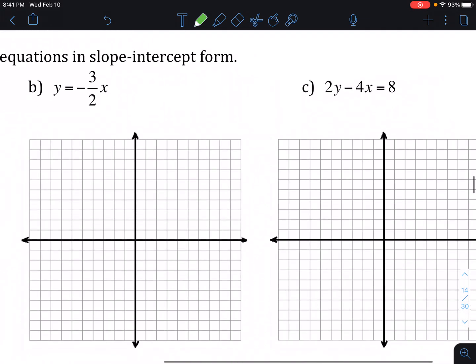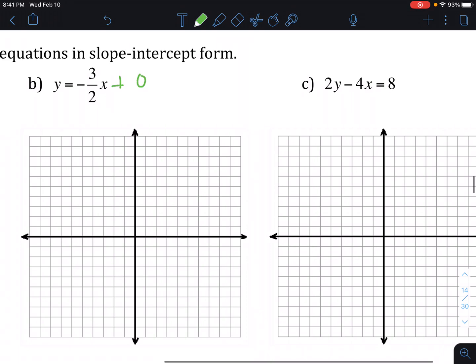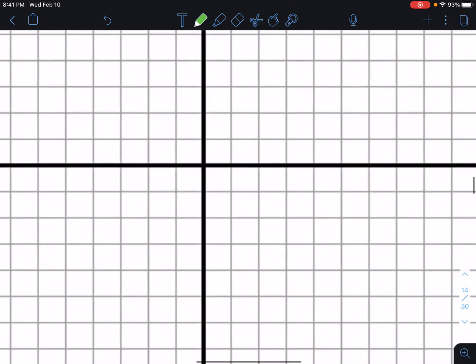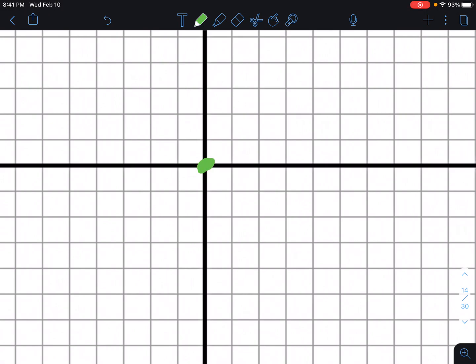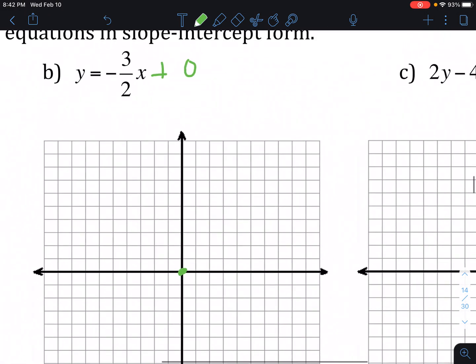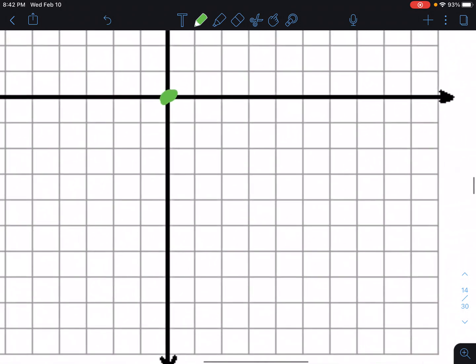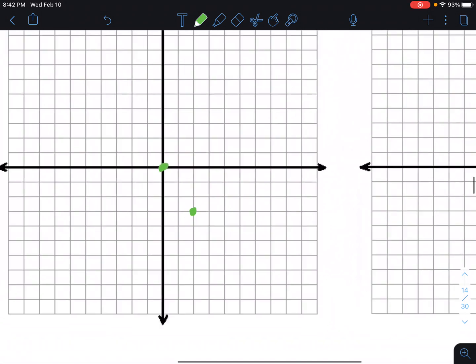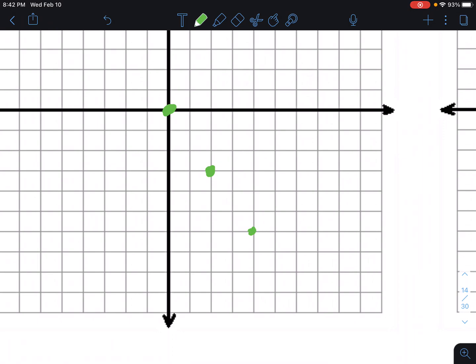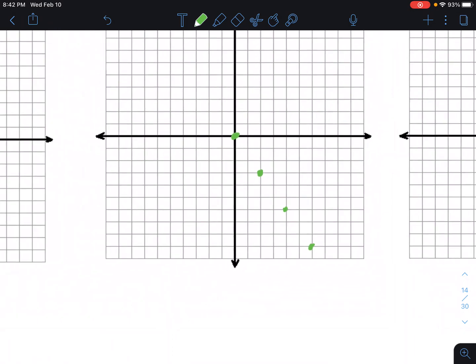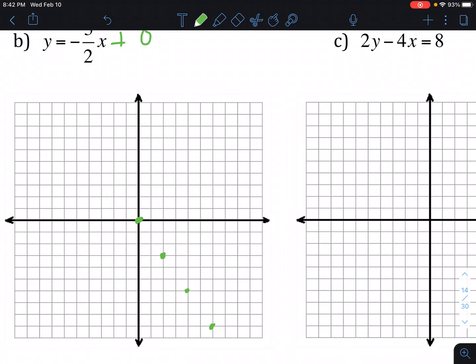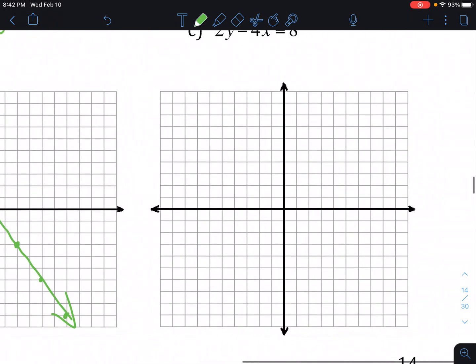Letter B has a y-intercept of 0 since it's not showing. So here's my y-intercept of 0 at the origin. My slope is another negative, so that's going to be going down 3, right 2. Down 3, right 2, and you could get more points. Down 3, right 2. And then sketch your line as best you can. Take your time, don't speed through it.